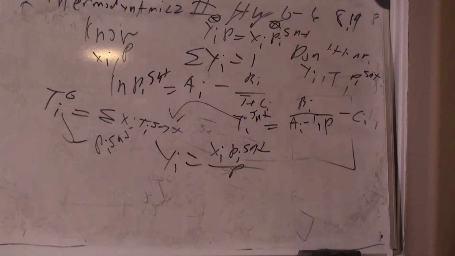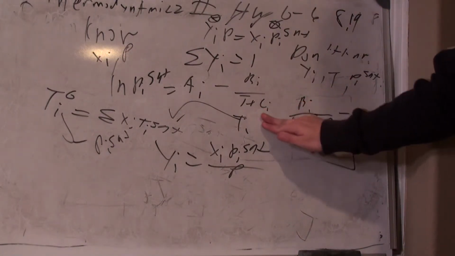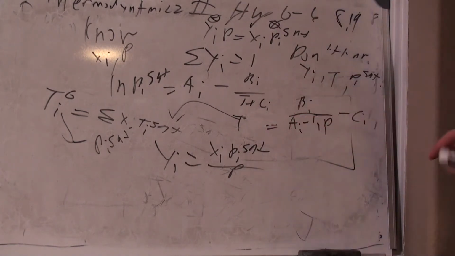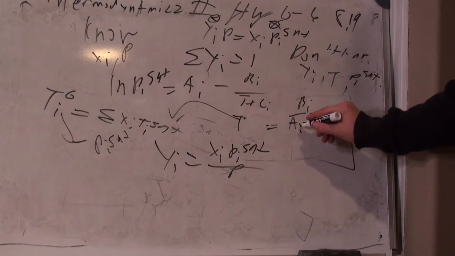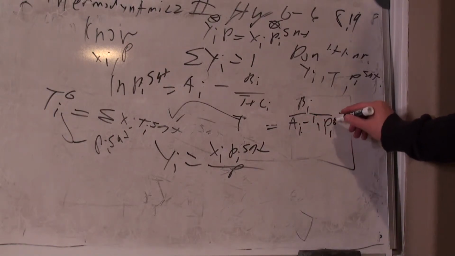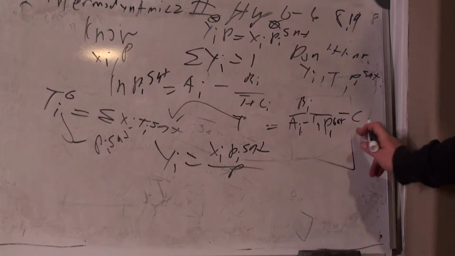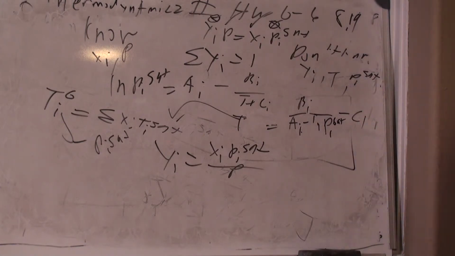Now I have two pi sats. Which one should I do? Well, it's the Mills principle. You get to pick it, okay? And so I want to use this equation. Say t is equal to b1 over a1 minus natural log of p1 sat, minus c1. Okay. Because I have a value for p1 sat.